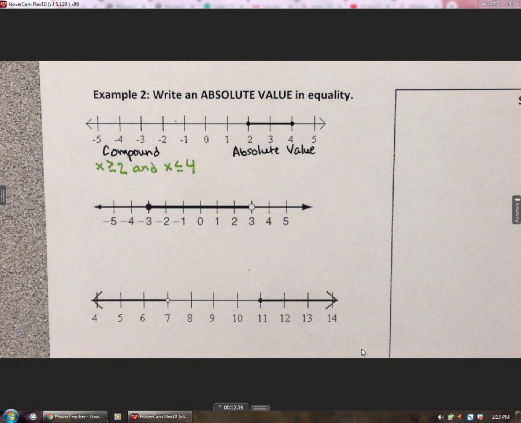Today, though, we're going to practice this with absolute value. I'm taking in knowledge. I'm listening to the knowledge that has been provided.